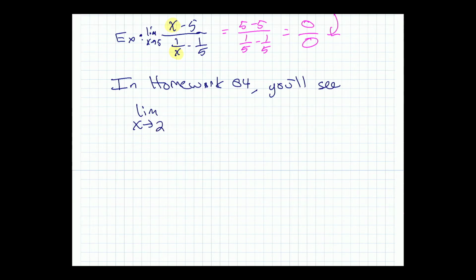Limit as x goes to 2 of, and maybe they'll go like this, absolute value of x minus 2 up on top, and then maybe x minus 2 on the bottom. Okay, and so what makes this different than the ones that I just showed you is the absolute values, right? The absolute values are tricky to deal with.